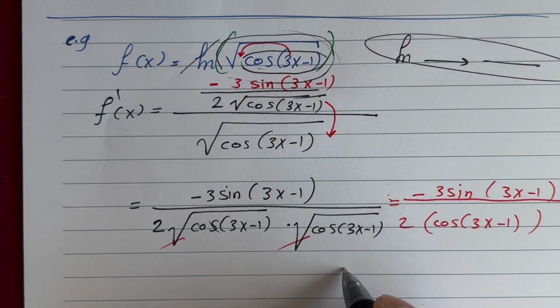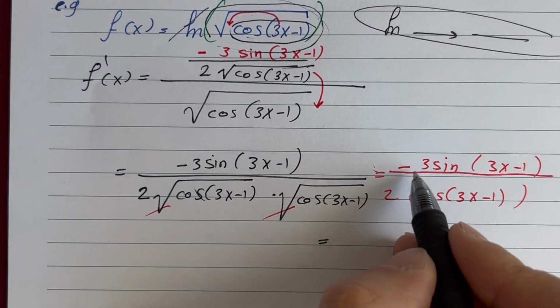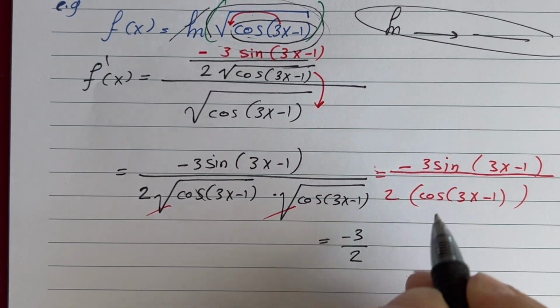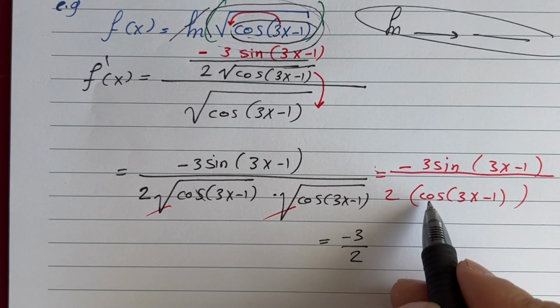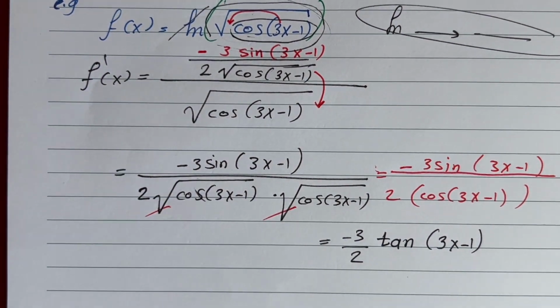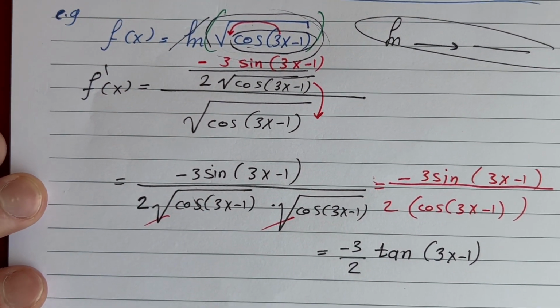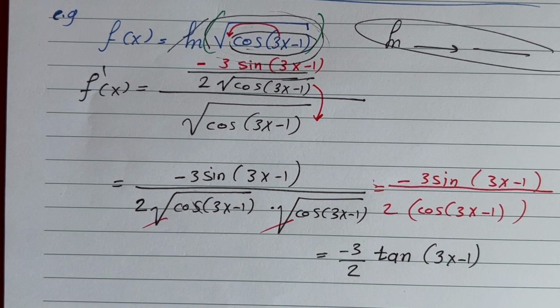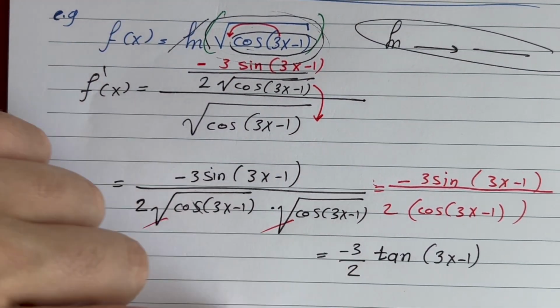So you can extend it by saying negative 3 over 2 times sine of the angle divided by cosine of the same angle, which is tan 3x minus 1. So this question can come in the IB as a proof. So prove that the derivative can be written like that.